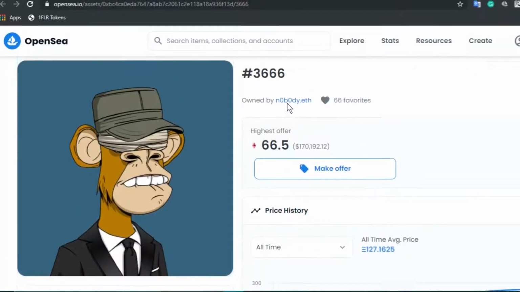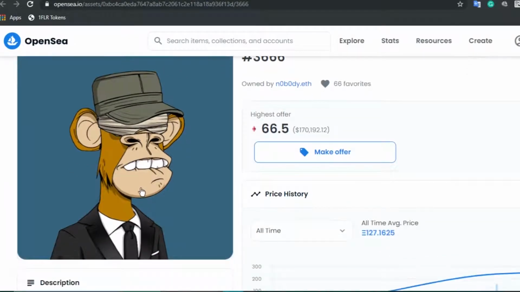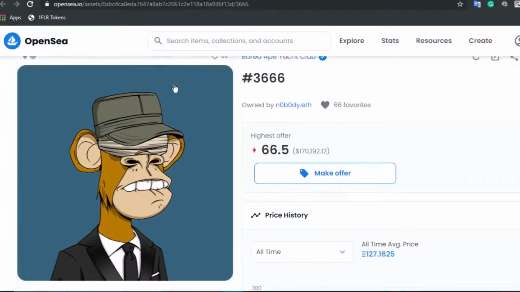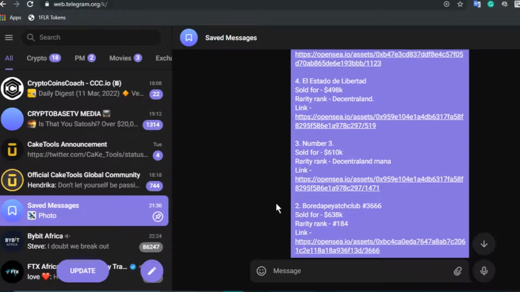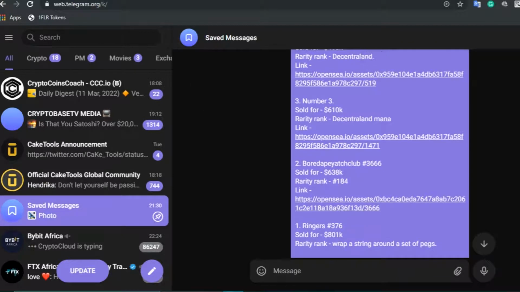So guys, the second NFT on my list is Bored Ape Yacht Club 3666. I actually like the style of this NFT because it's different from other Bored Ape Yacht Club NFTs. I like the suit it is wearing, and then the blindfold, the cap. This NFT was sold for a total amount of $638,000, and it has a rarity rank of 184.